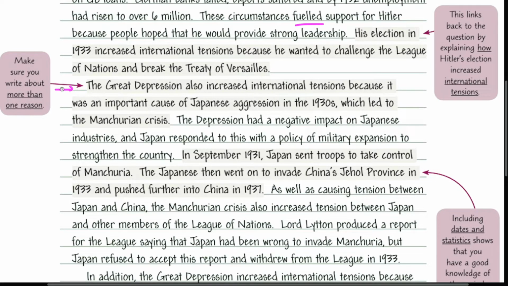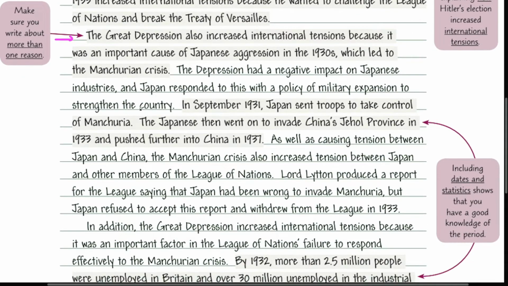The Great Depression also increased international tensions because it was an important cause of Japanese aggression in the 1930s, which led to the Manchurian crisis. Okay, so the Great Depression also increased international tension, and then there is an explanation here of why it increased. Moving on, follow me.